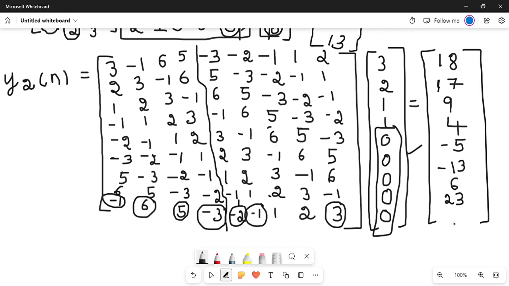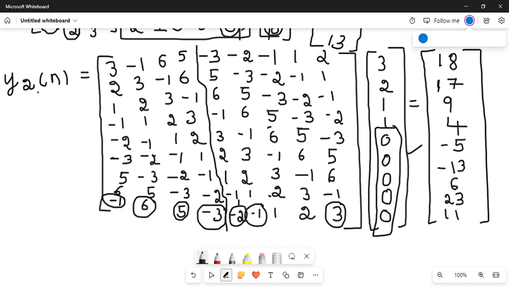Yes, that is what you are supposed to do. So 23, and the last one is how much? The last one is minus 3 plus 6, 12 plus 5. I'm sorry, plus 5 minus 3, so it is 11. Fine. Yes.